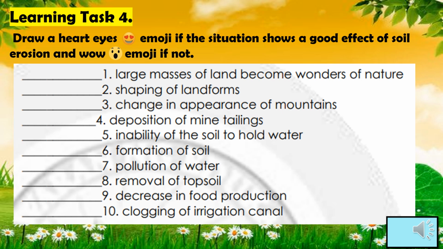Number 6, formation of soil. Number 7, pollution of soil. Number 8, removal of topsoil. Number 9, decrease in food production. And number 10, clogging of irrigation canal.